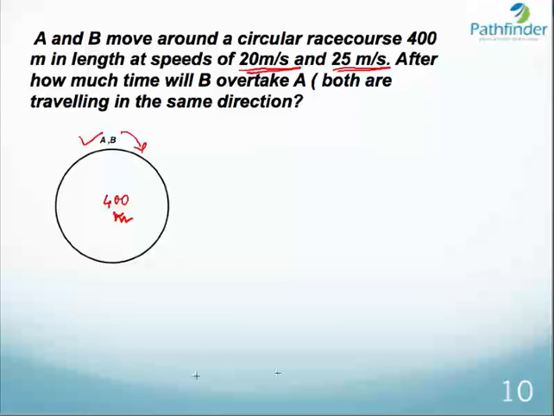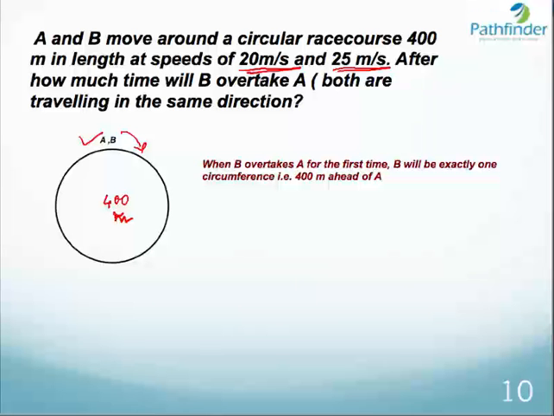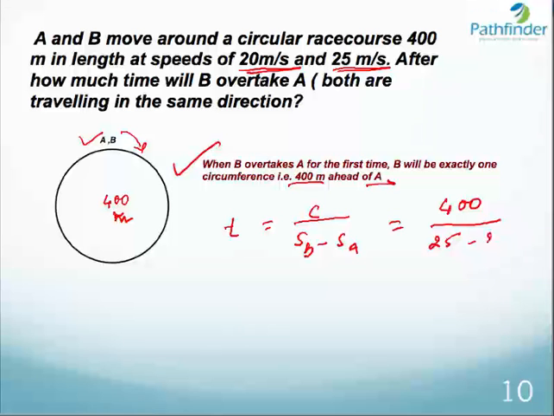So we've just now seen two things. Number one, when B overtakes A for the first time, B will be exactly one circumference, that is 400 meters, ahead of A. And therefore, the time after which B overtakes A should be equal to the circumference upon the relative speed between B and A. And this is equal to 400 upon 25 minus 20, and that is equal to 80 seconds.